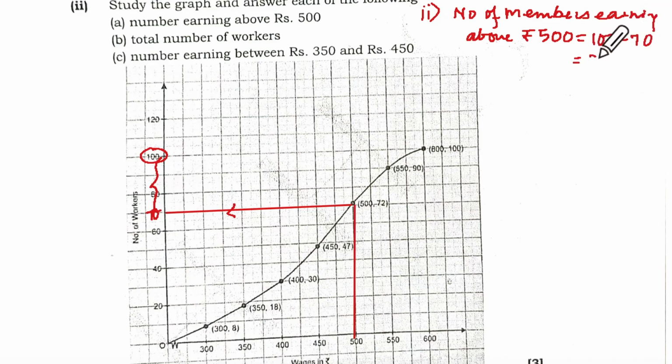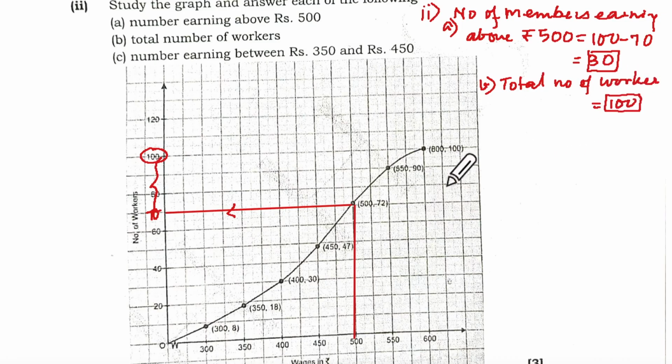Okay, so that will be equal to 30. Understanding how to read that. This was an easy question. This is A and B. The total number of workers will be equal to 100.